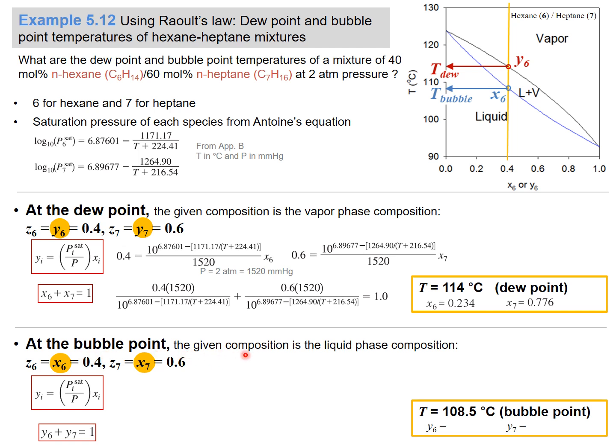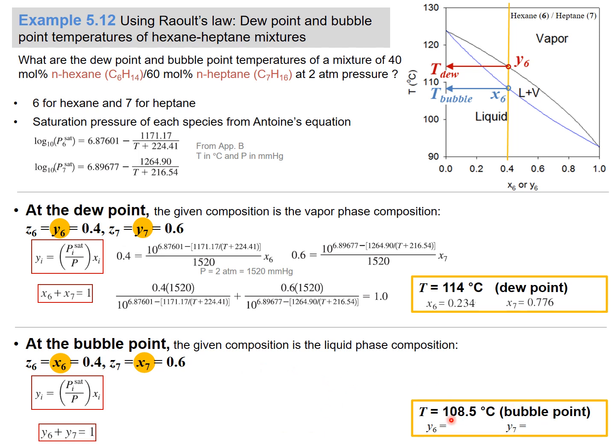But you should recognize that at the bubble point, the given compositions for 6 and 7 are the liquid phase composition, X6, X7. Please compare the solutions for the dew point and bubble point. The only different thing is this one. Here, Y6, Y7 have values, but in the second case of the bubble point, X6 and X7 have values. Then the same Raoult's law, and the summation of vapor phase composition is equal to 1. Then you have some equations.